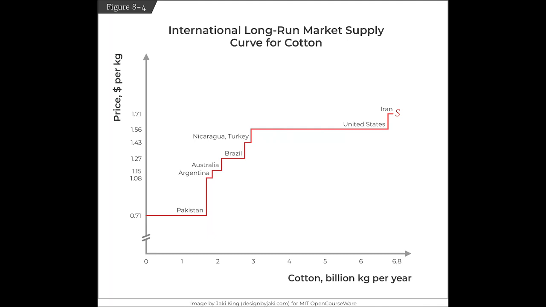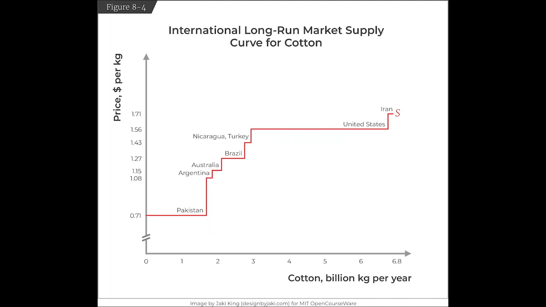The point is, these flat segments represent the minimum average cost in each country. It's just instead of making it a point, there's an amount of production they can do at that minimum average cost. Now, let's say world demand for cotton was 1 billion kilograms per year. Then what would happen would be what I taught. Competitors in Pakistan would compete, driving profits down to 0. And price would be 71 cents per kilogram.